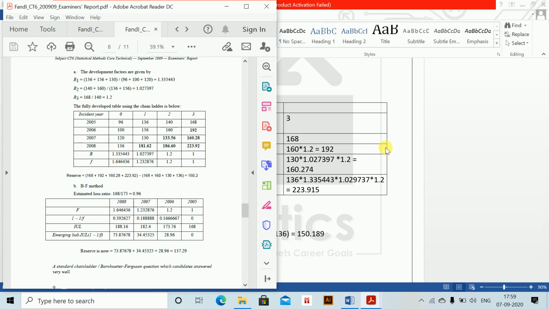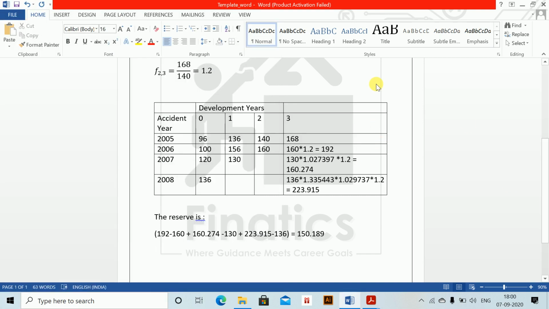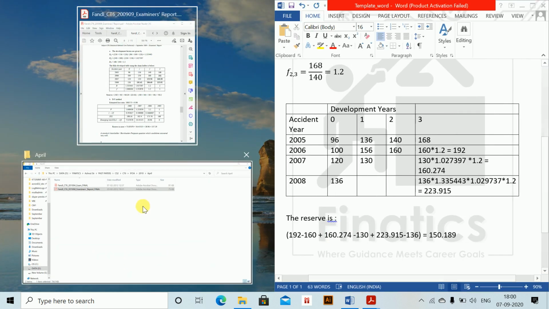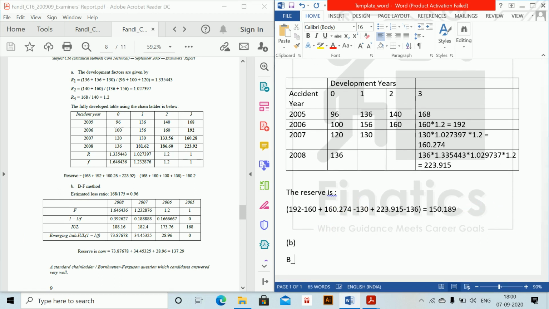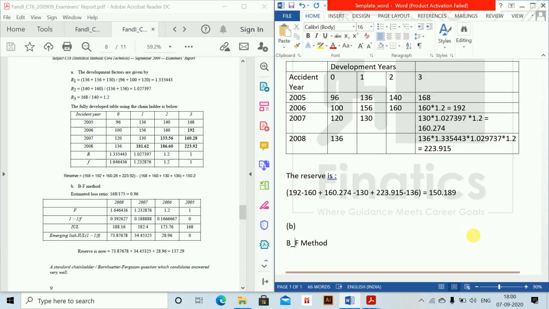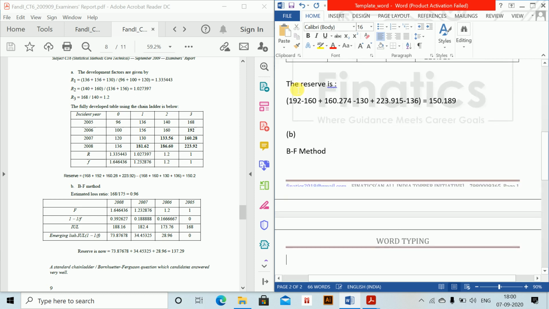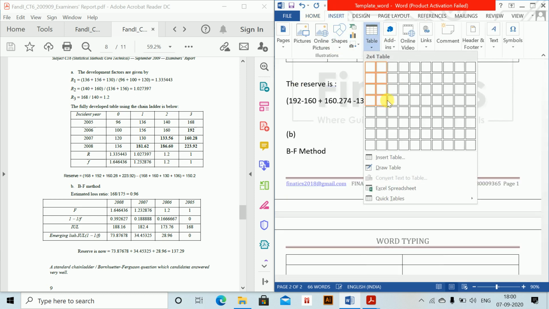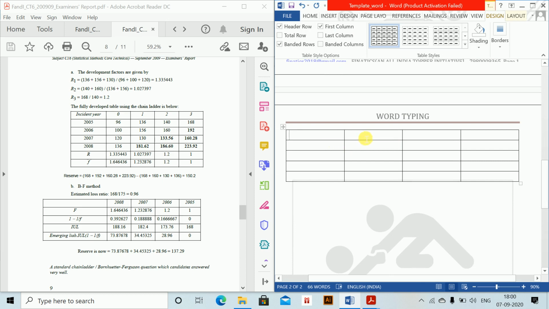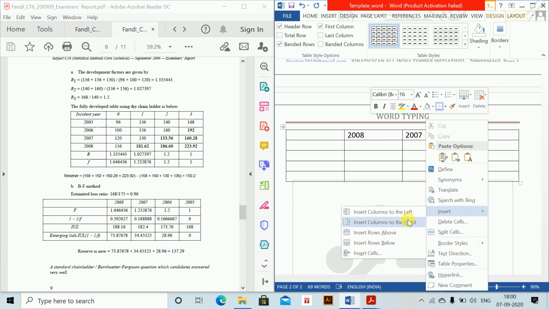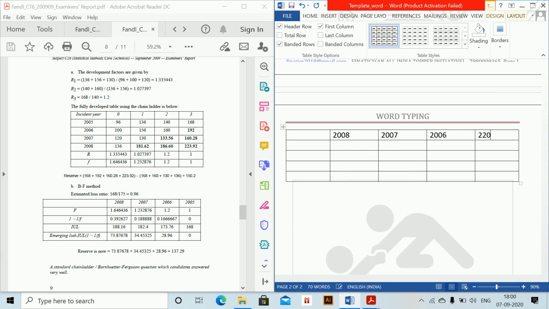Now moving on to the Bornhuetter-Ferguson method. So this is the BF method. Next is the BF method, the Bornhuetter-Ferguson method. Okay, now for this again I'll need a table, so insert table, and I'm drawing extra only. If I need more I'll add. So first for 2008 we work, inverting to 2005. Okay, we have to work this way because it goes up the other way.